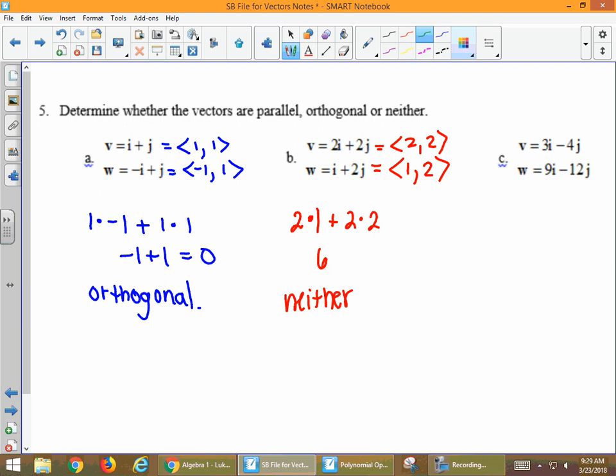All right, vector v, I have 3, -4, and vector w, 9, -12. You see a multiplication relationship? What is it? w is v times what? Yeah, v times 3. And since I can take v and just multiply it by 3, get 9, get -12, these two are parallel.